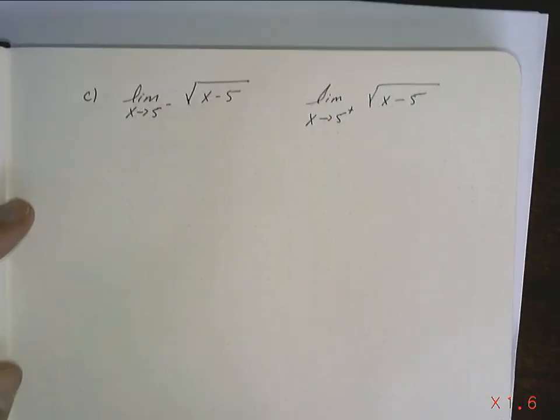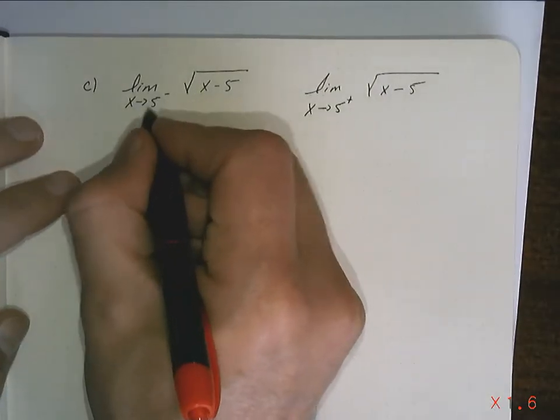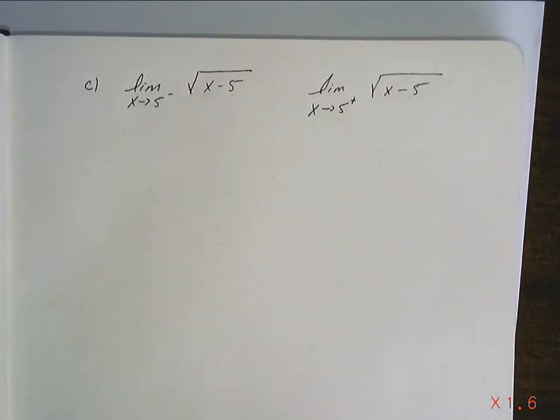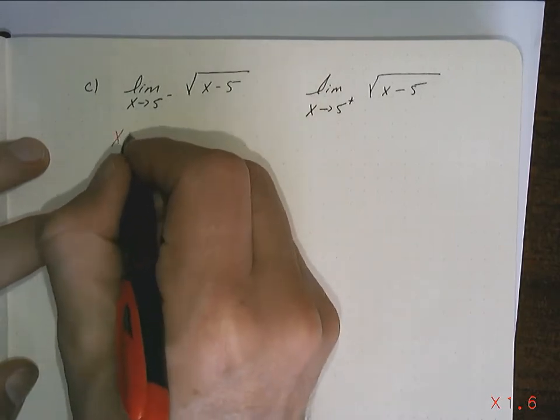Now, I don't want to do this algebraically. Well, I can. I'm going to do it kind of algebraically. There are so many different ways to do this, and I'm going to employ different tools and strategies, and you need to start doing the same thing. If I'm on the left-hand side of 5, I'm choosing values of x that are less than 5.